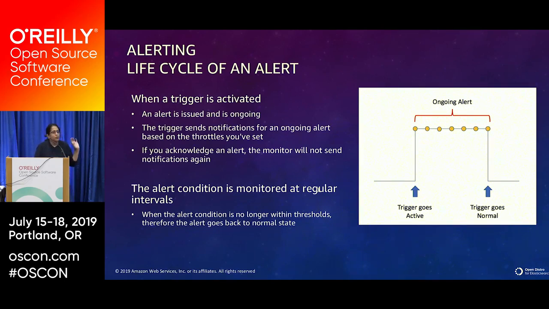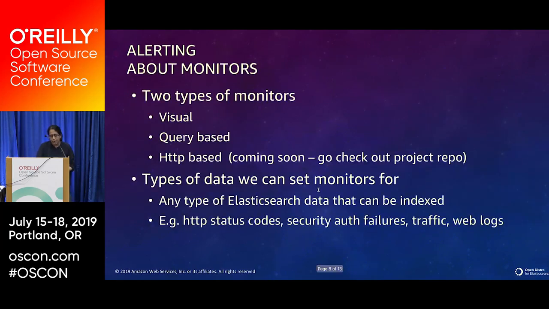But you can actually put in thousands of monitors, if you need to, for different types of data and different kinds of notifications that you're interested in, right? And this is all on Elasticsearch data. There are two types of monitors that come out of the box with Open Distro today. One is visual monitors, so you can visualize them through Kibana. And then there are query-based monitors. Right now, HTTP-based monitors are in development, and they'll come out with an upcoming release of Open Distro.